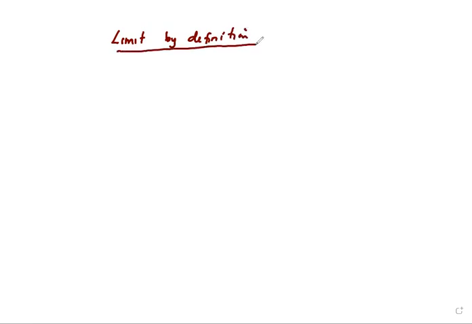This is the epsilon delta definition. So we'll look at question 8a, where you want to evaluate the limit. You want to show that the limit as x goes to 2 of a quadratic x squared plus 4x minus 5 is equal to 7.